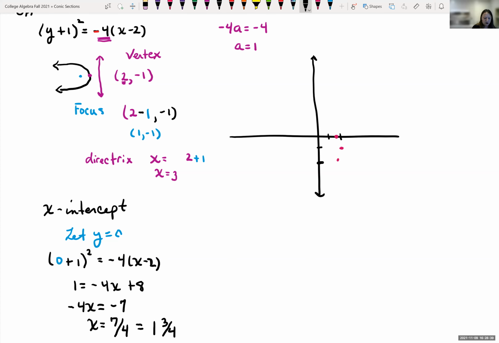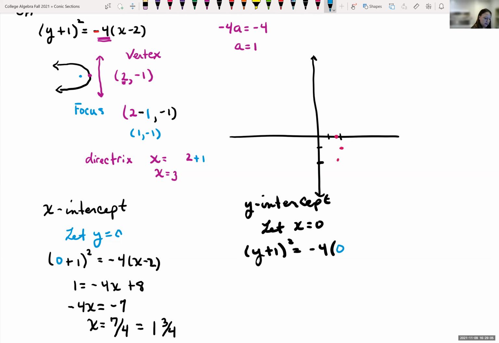And then let's find our y-intercept. This is when our x value is equal to 0. So let x equal 0 and plug that into our equation. So we have (y + 1)² is equal to -4 times (0 - 2).